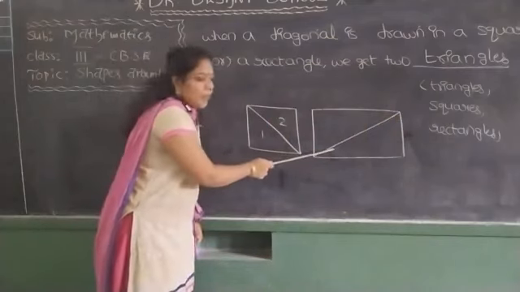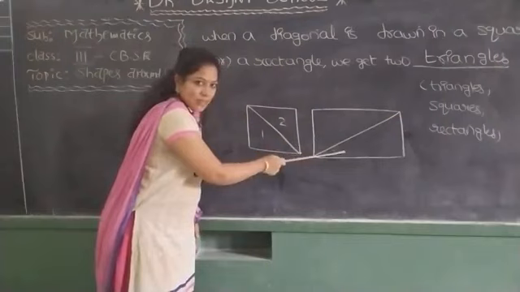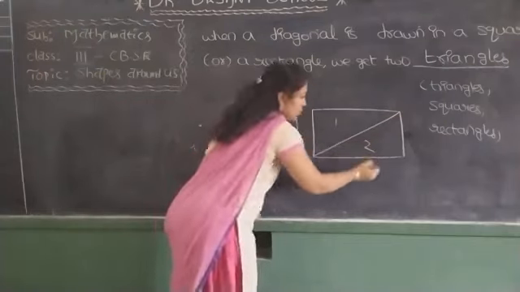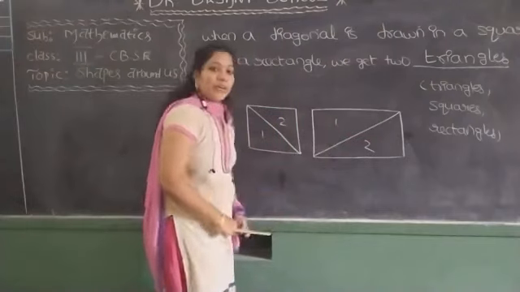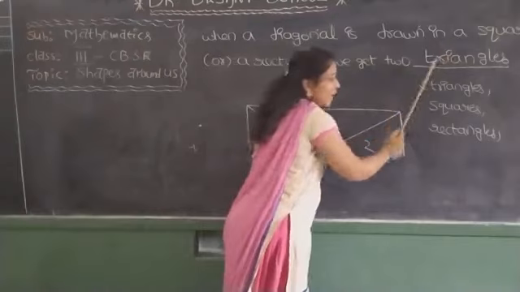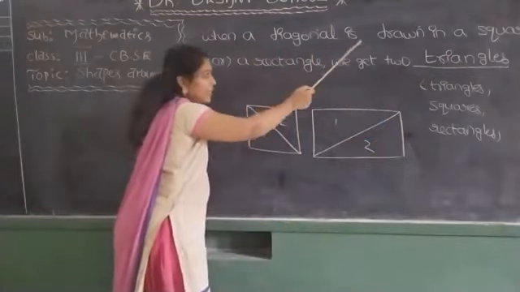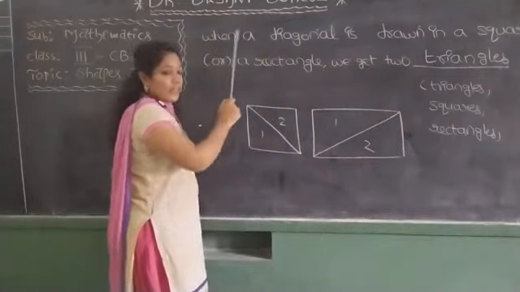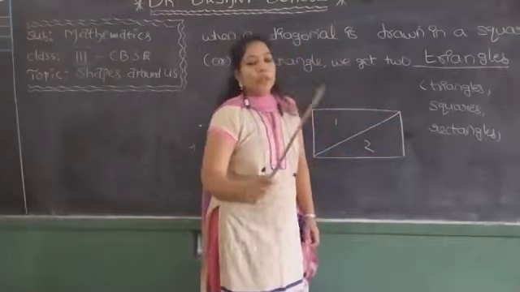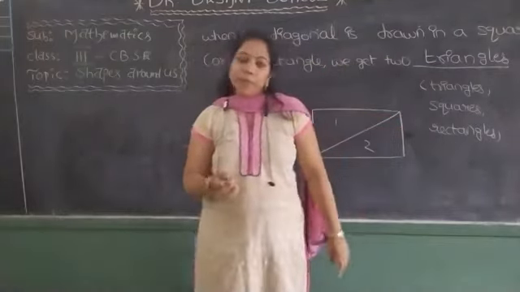Now the rectangle becomes two. What are these two? Good. This is one and this is two. These two are triangles. See, we get two triangles. Now do you understand about this? When a diagonal is drawn in a square or a rectangle, we get two triangles. Good children. You have to write this, triangles, in your book.